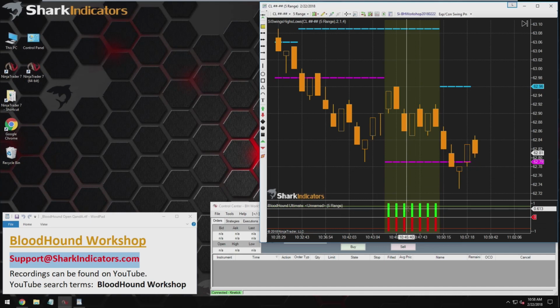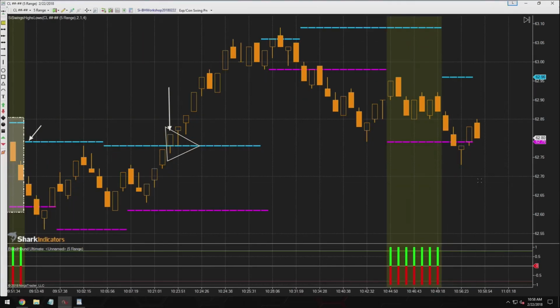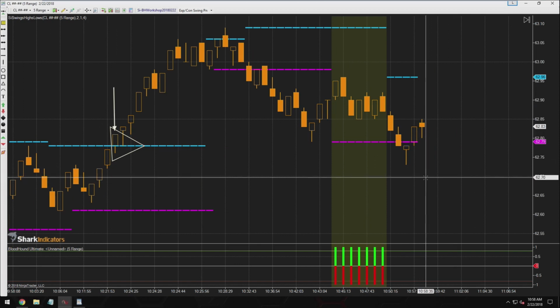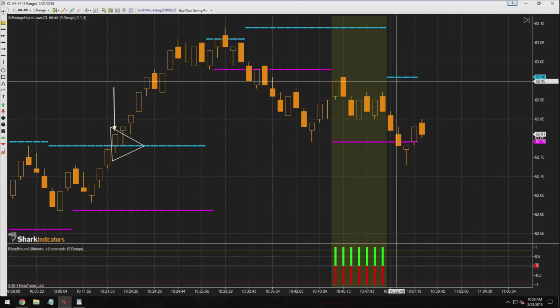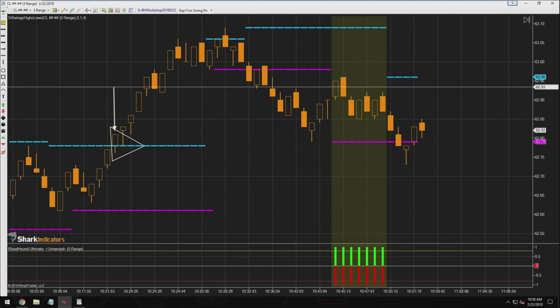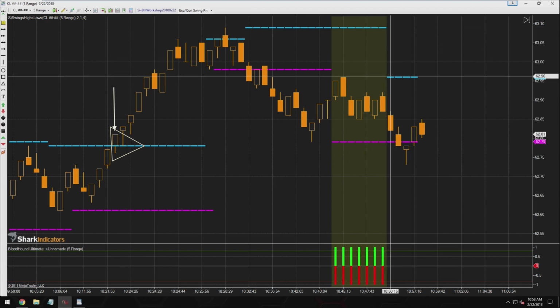So we'll get there, but let's finish analyzing our expansion. So let's see here. So yes, we had a few bars of expansion, but then the swing high moved lower. Yeah.